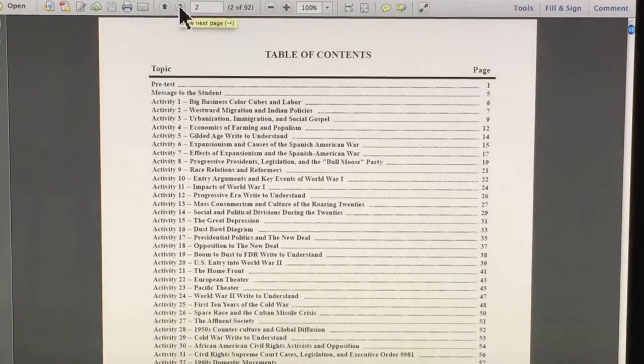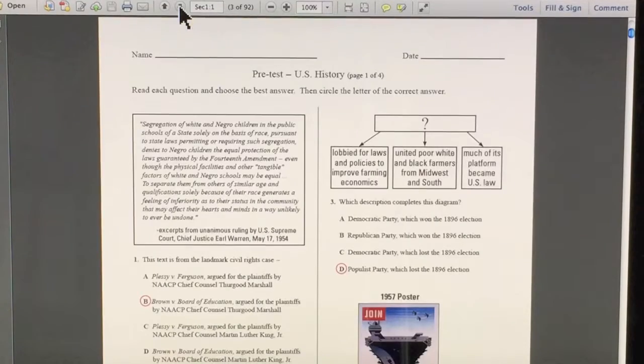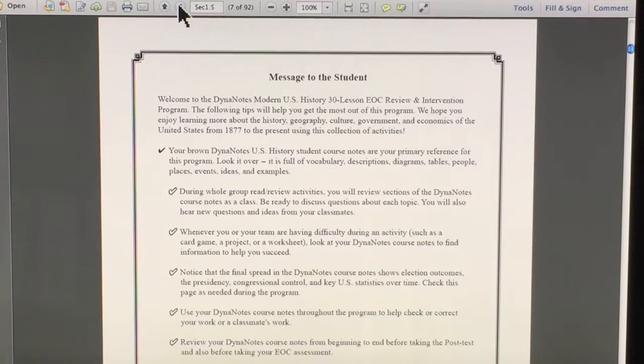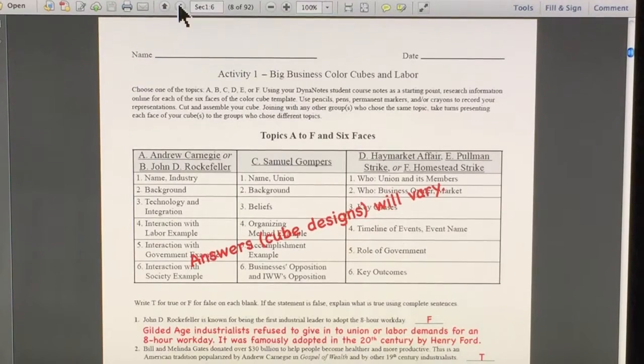The answer key looks exactly like the student activity book, even including the table of contents, except that the answers are indicated in red. For this pre-test, answers are just a circled letter, but normally, once we get past the pretest and the message to the student there, you'll see that answers are more detailed.